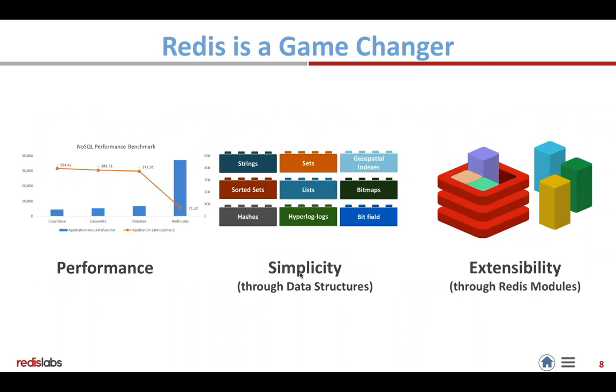Now, David mentioned that Redis is the number one key value store and the top NoSQL database. It's very, very popular with developers. And so what is the reason for that? There are 3 reasons, and we will dive into those one by one. One is performance. The other one is ease of development with Redis. And the third one is extensibility.